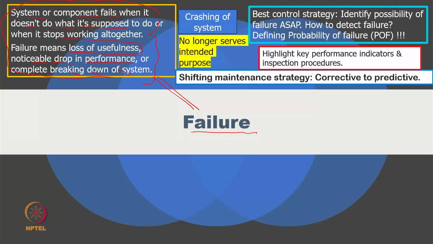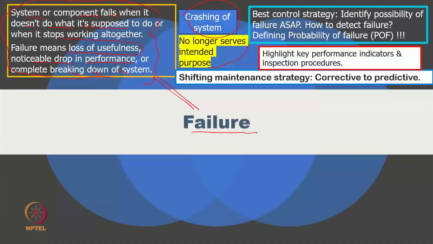Sometimes people use the word crashing of a system instead of failure, and then again identification will not be that difficult. Analysis will be a bit difficult because we do not know what the root cause is and where it has started. And then we really require a couple of approaches to detect that. Sometimes people also use the word failure when it is not serving the intended function. That is the same thing which has been mentioned over here.